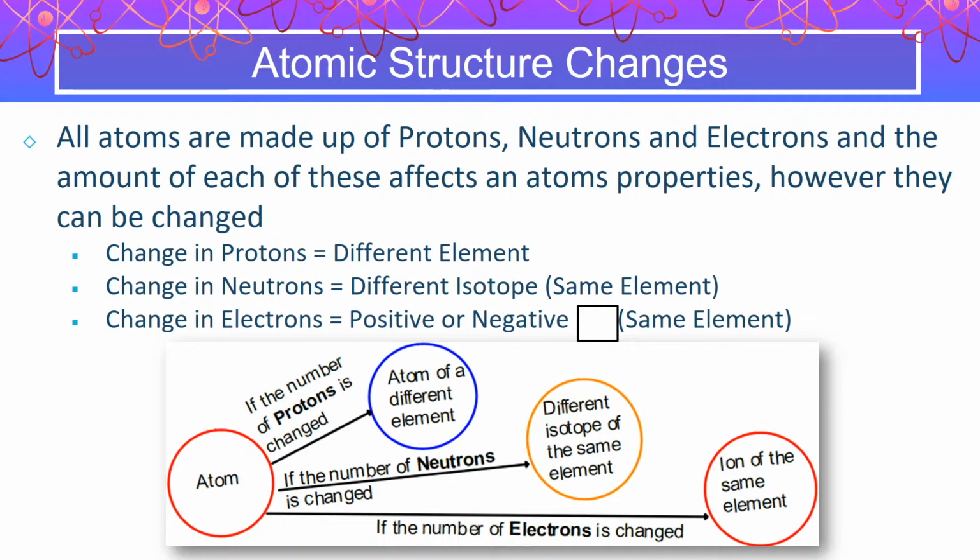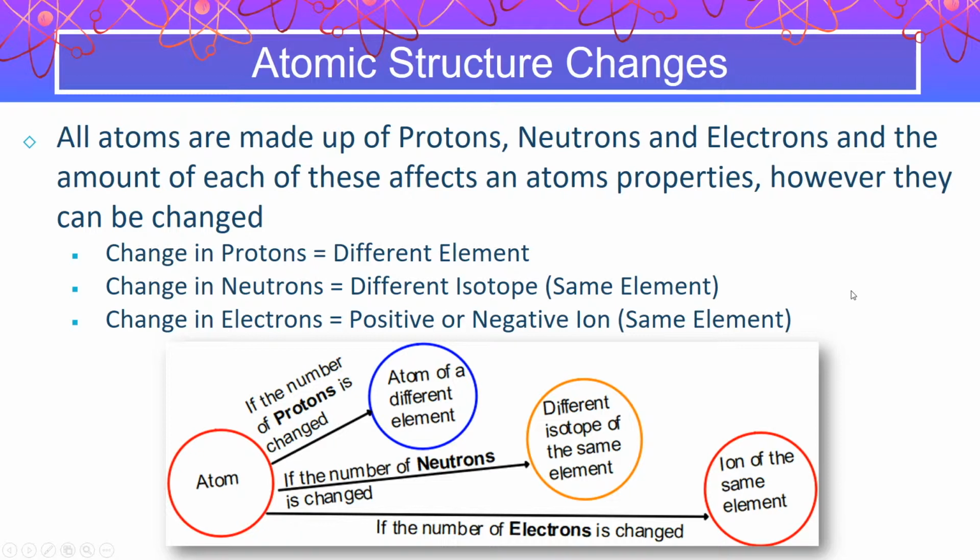Finally, if you change the number of electrons, again, you do not change what element it is. But remember, electrons have a charge. So when you change the number of electrons that you've got, you're going to be messing with the charge. Because the electrons are negative, if you get rid of them, overall things become more positive. But if you get an electron or several of them, overall things will become more negative. And what we say is when this happens, you've created an ion.